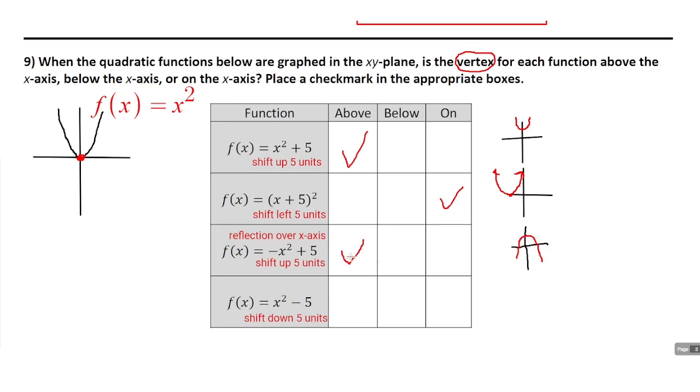Finally, we've got x squared minus 5. And x squared minus 5 is a shift down 5 units. So instead of the vertex being at the origin, it's going to be 5 units lower. The parabola is going to look basically something like this. And we can see that the vertex is below the x-axis. And that wraps up number 9.